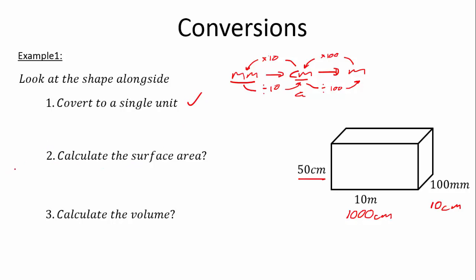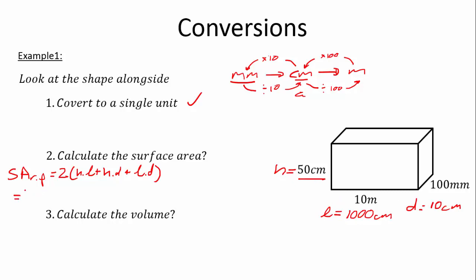Right, so the surface area of a rectangular prism, you remember this from our previous videos, is equal to 2, the height times the length, plus the height times the depth, plus the length times the depth. So 50 is our height, 1,000 is our length, and 10 is our depth. So let's sub that in.